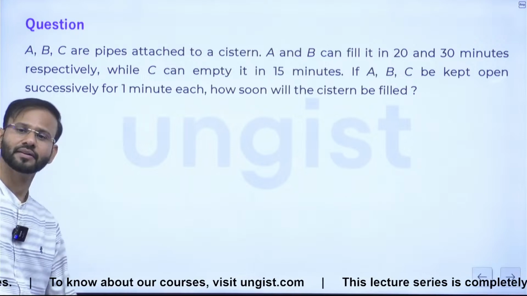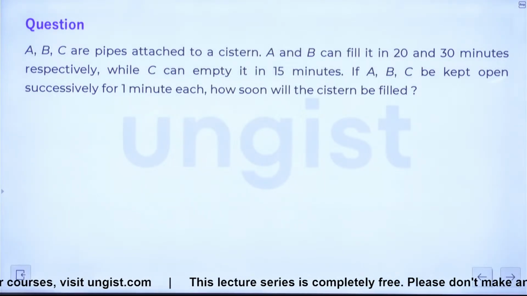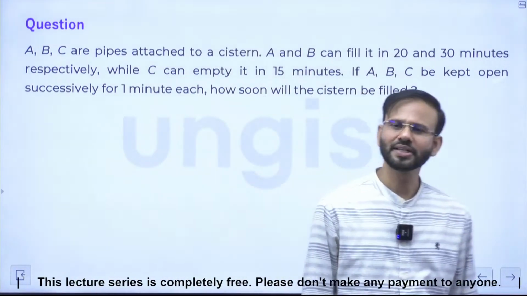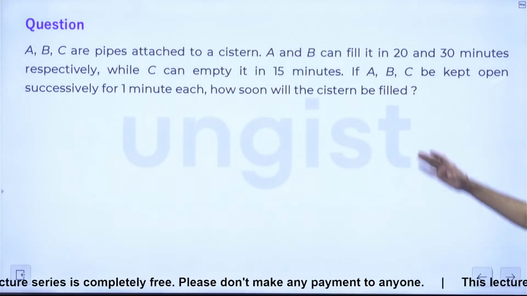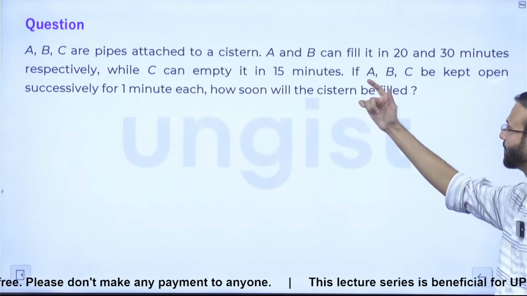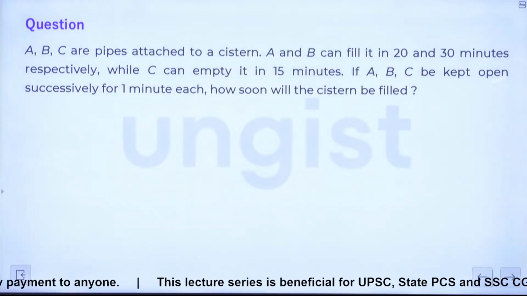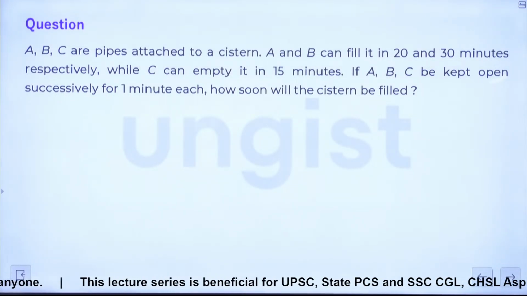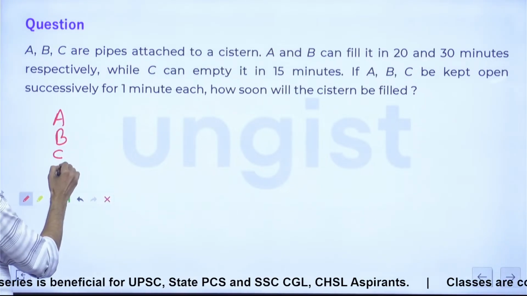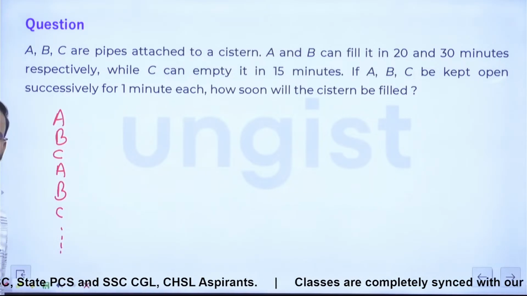Guys, this is again a question of alternate work. Take a look at it once, read it. Just read this question. The question says A, B, C are the pipes attached to a cistern. A and B can fill it in 20 and 30 minutes respectively, while C can empty it in 15 minutes. A, B, C are kept open successively for 1 minute each. The work is being done in this pattern, guys: A, B, C, and so on. Correct? Right?